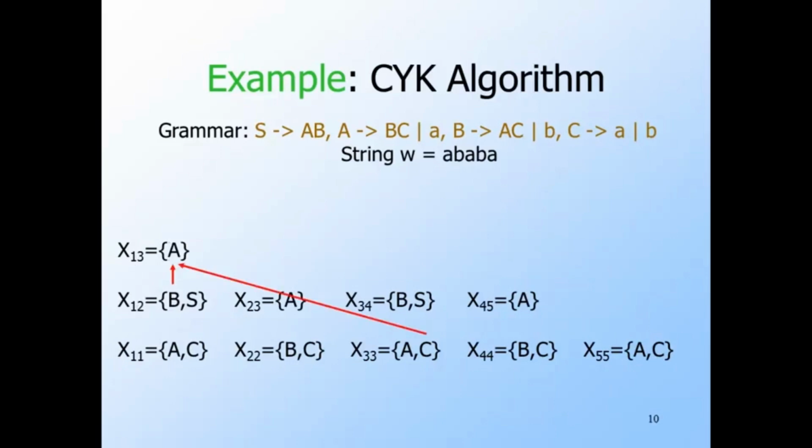We must also consider k equals 2, where we combine x12 with x33. Now there are 4 possible bodies, B or S followed by A or C. Of these, only BC is a body of a production of our grammar, and its head is A. Thus, x13 turns out to be just the set containing A. Here are the other 2 x's for substrings of length 3.